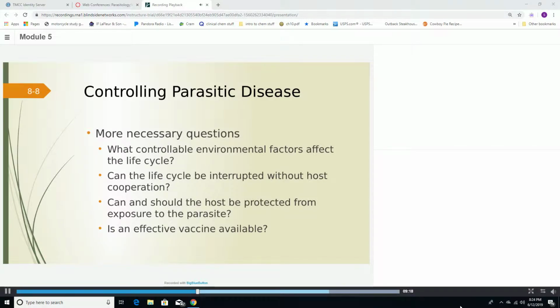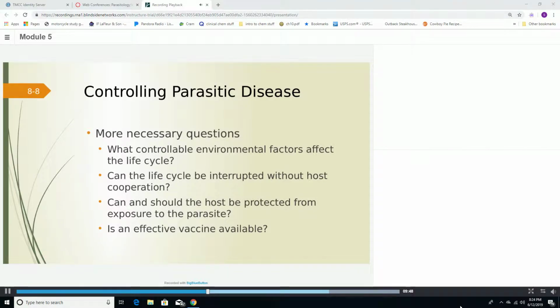Can we put up nets, like mosquito nets, to try to prevent these mosquitoes from getting in and infecting us with parasites? If we have water that is known to have Giardia in it or other parasitic infection, how can we filter or control that environmental factor to get rid of those parasites so more people aren't being infected? And that kind of ties into the next question: can the life cycle be interrupted without host cooperation?